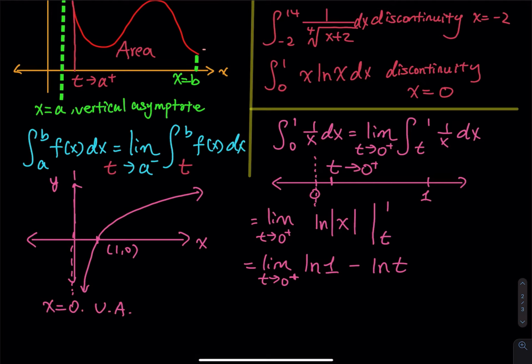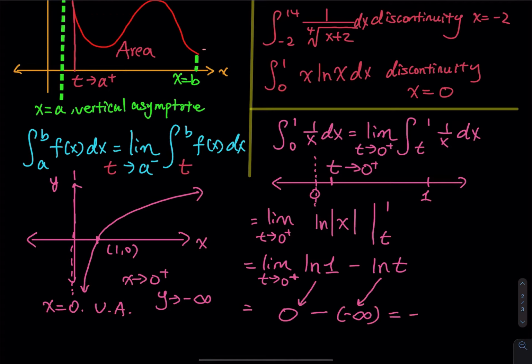So as x approaches 0 from the right, that means we are approaching 0 from this direction. Look at the yellow dot. So I am right here, right? I am approaching 0 from the right hand side. So what happens to y? Y goes all the way down. So therefore, y approaches negative infinity. So we have ln 1 equals 0, minus negative infinity, minus minus gives me a plus. So plus infinity. So therefore, we have an infinite area. And therefore, the integral is divergent.